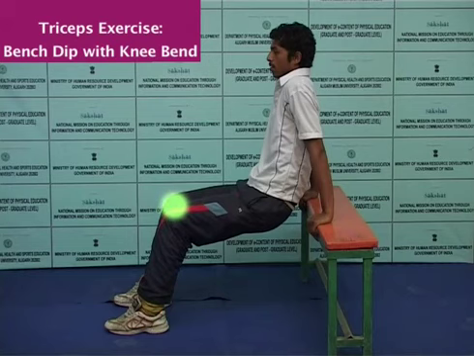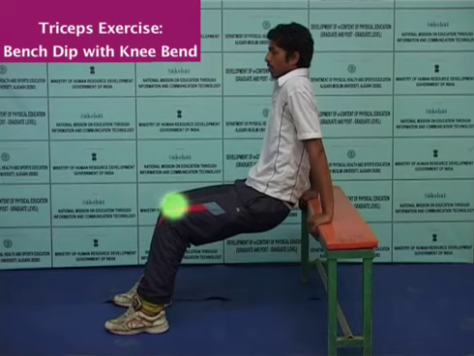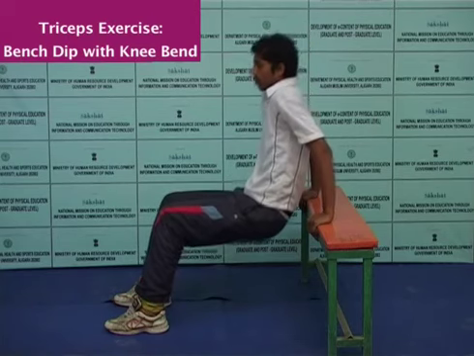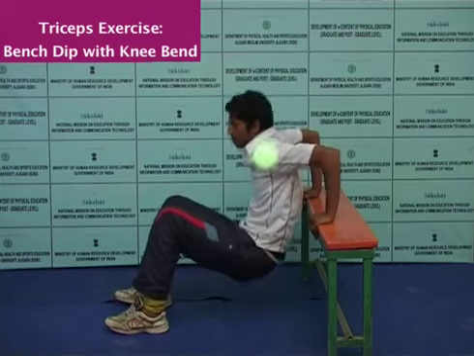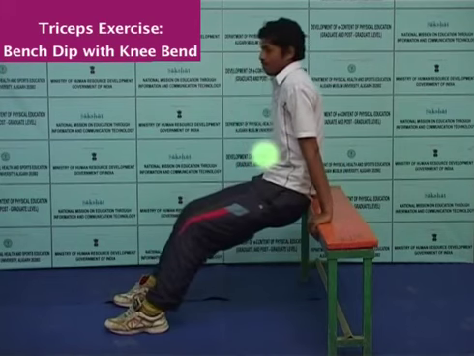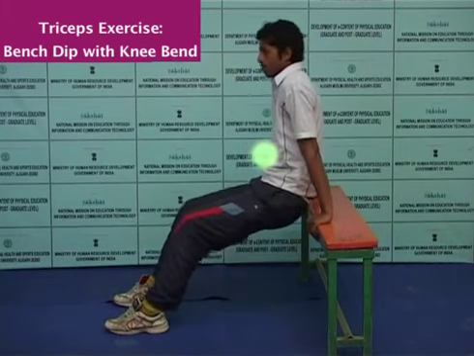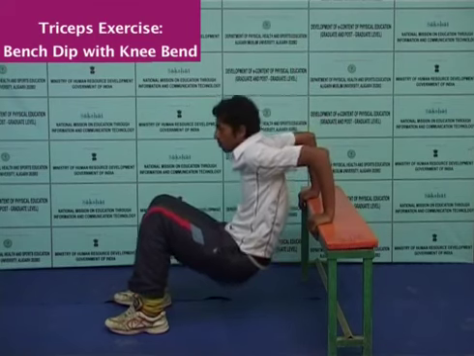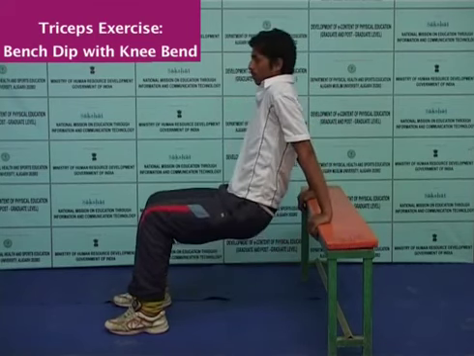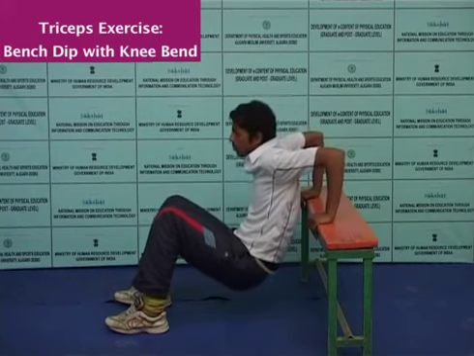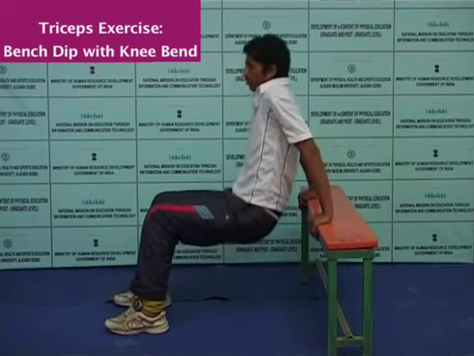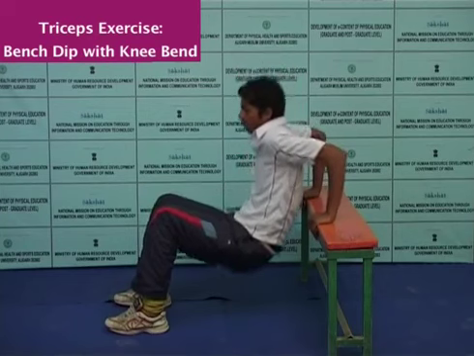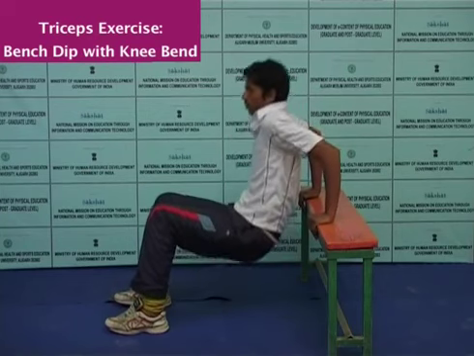Now we are asking the subject to lower the body by bending the arms until a slight stretch is felt in the chest or shoulder, or the rear end touches the floor. Then, after a few seconds, we ask him to raise the body and repeat the same exercise. The bench height should allow a full range of motion.